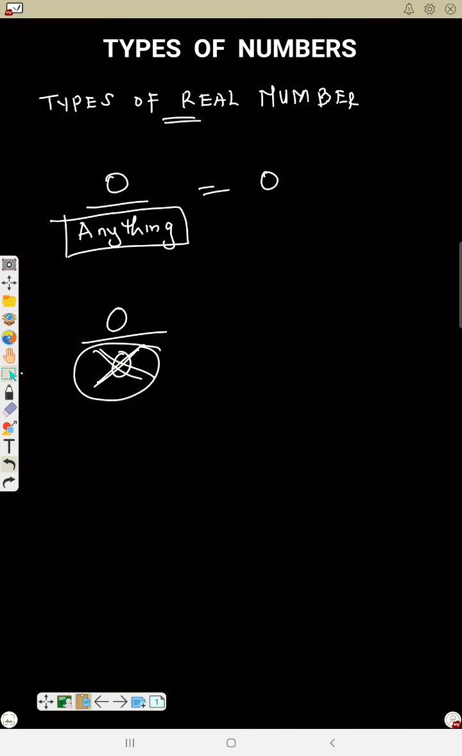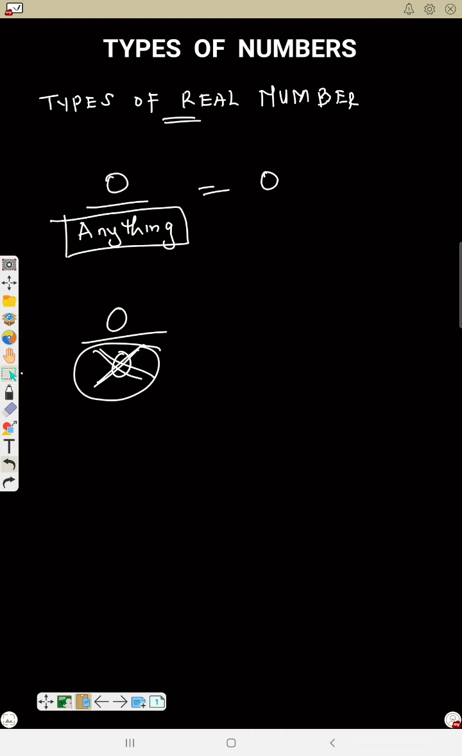Number 3, 0 is neither a positive nor a negative integer, the only one of this kind. That is, I can't say plus 0, and I can't say minus 0. 0 is 0. So 0 is neither a positive nor a negative integer. Take notes.